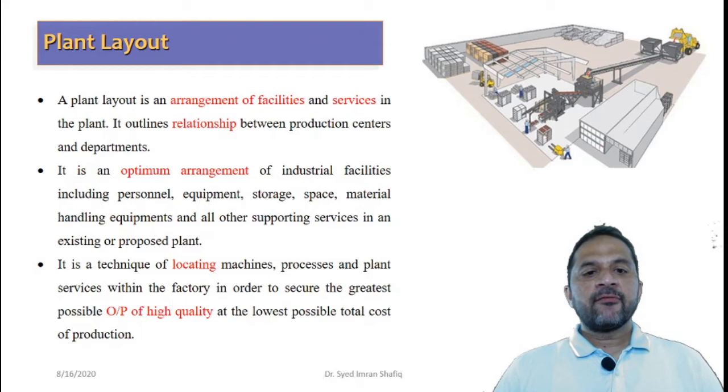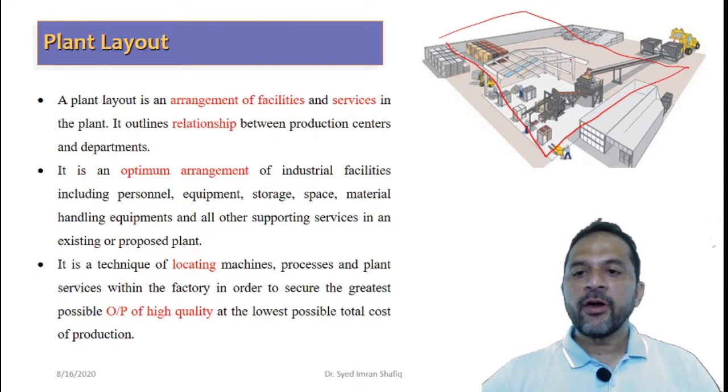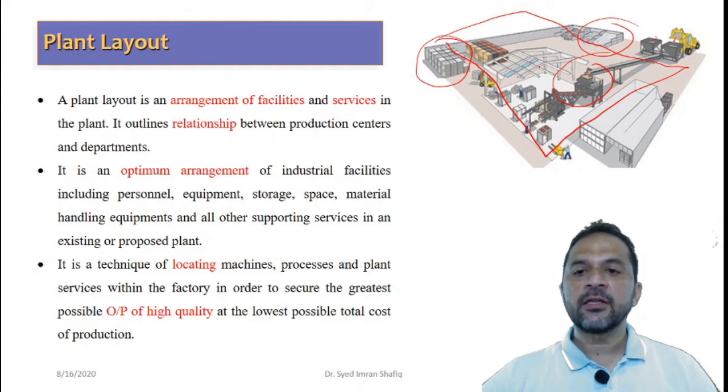Now once we have finalized the plant location, the next step that comes in is plant layout. We have a piece of land that we have acquired. Now where will be the arrangement of facilities? Where will be the storage? Where will be the machines? Where will be the office? And all the facilities which are there, how will they be laid out?